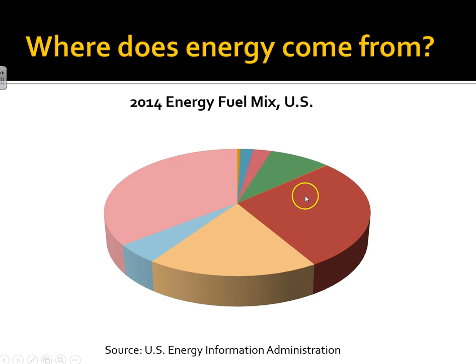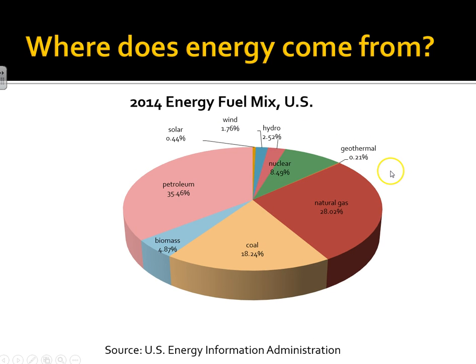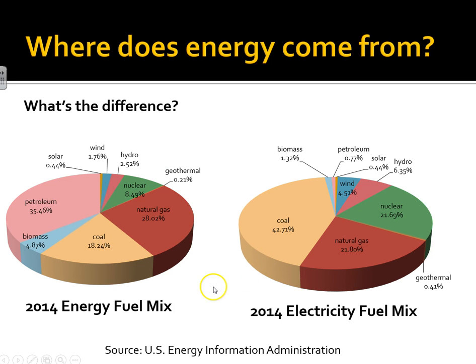Now, the energy fuel mix, this is important. Energy fuel mix is all of the energy. Electricity fuel mix is just the electricity portion. So if you think about the slices of the pie of energy, you notice that the coal slice is smaller. So actually, let's look at these side by side. The electricity fuel mix is dominated by coal, natural gas and nuclear. Between those three, you have over 80% of all the electricity in the US.